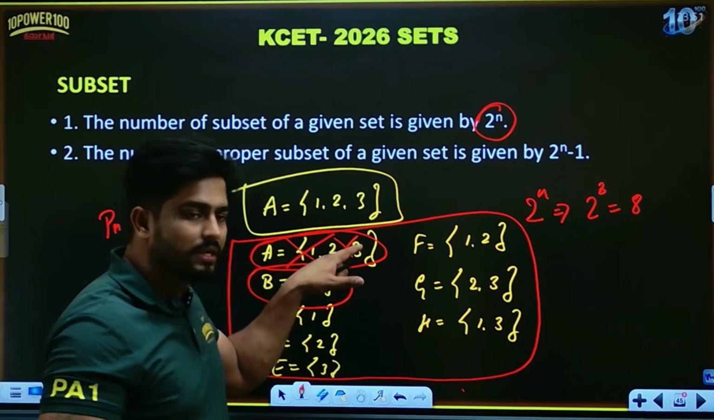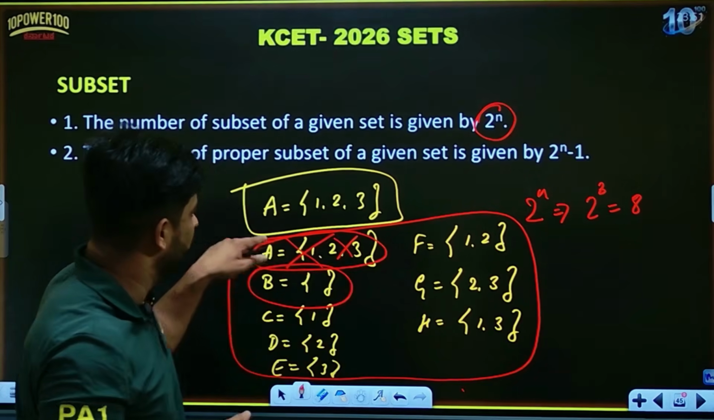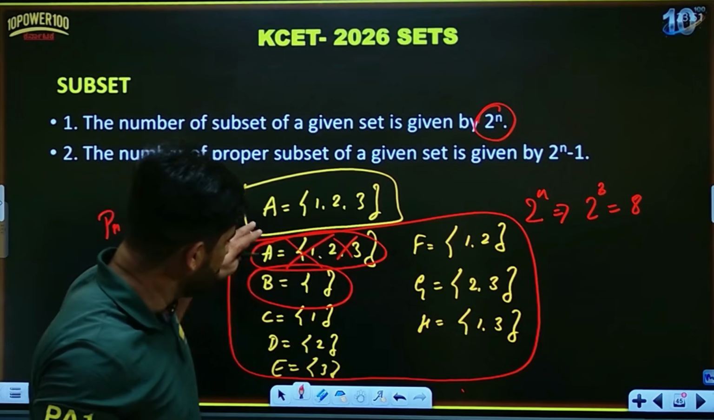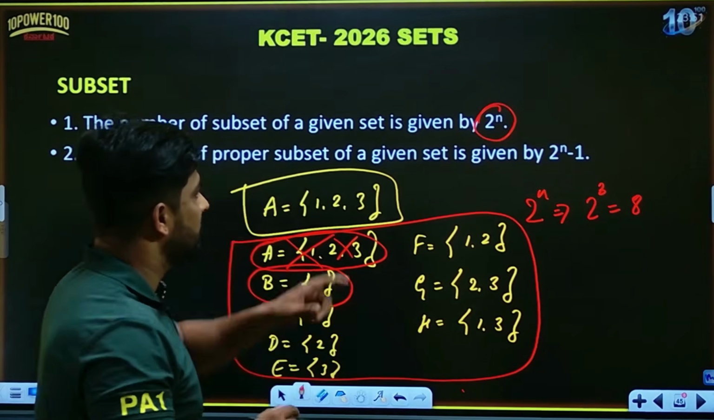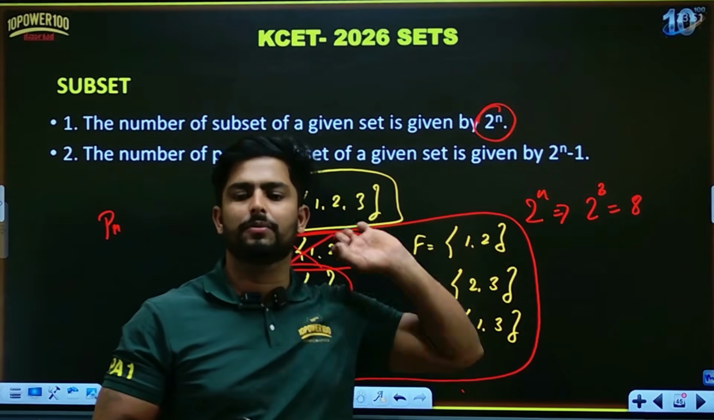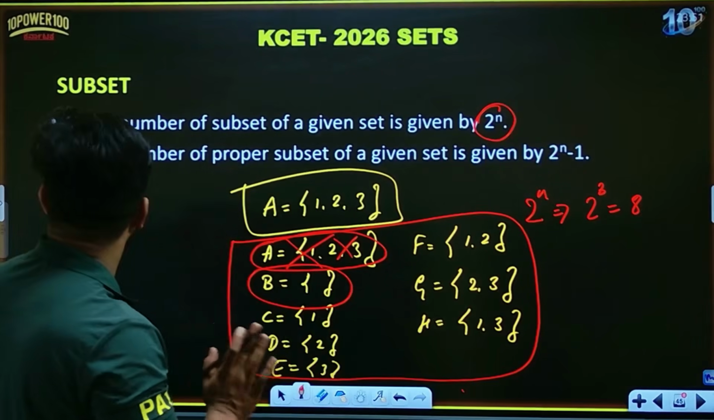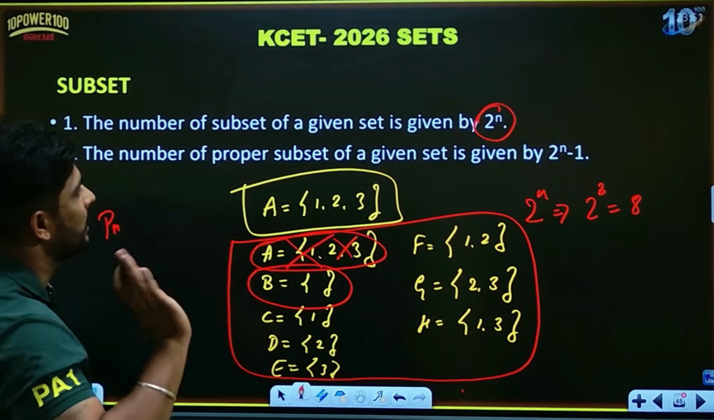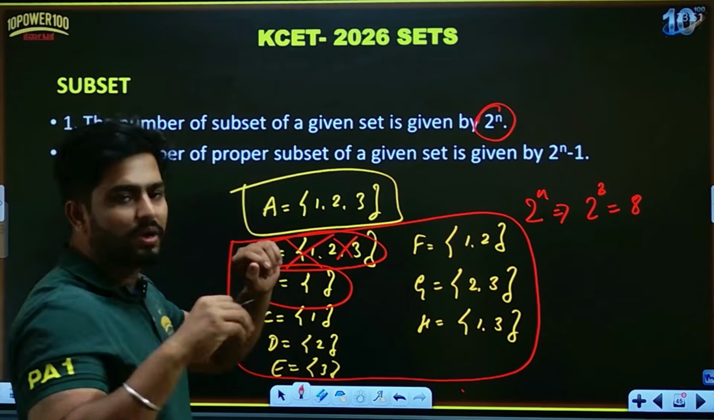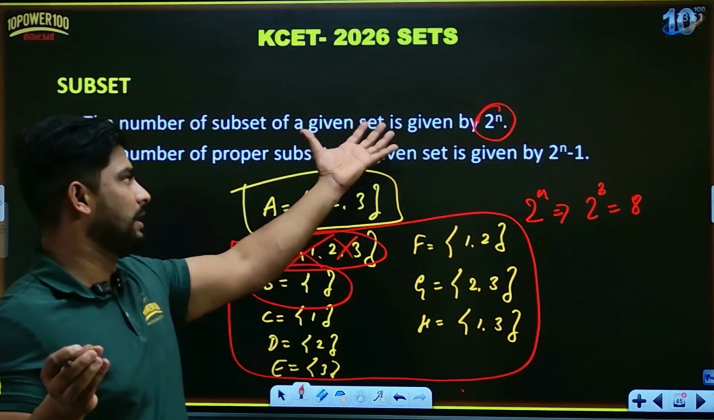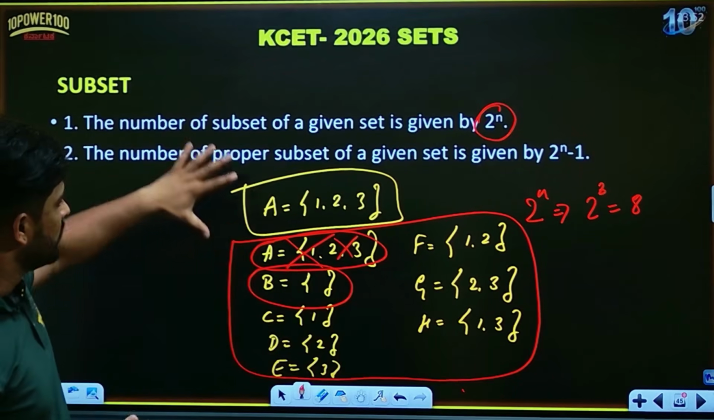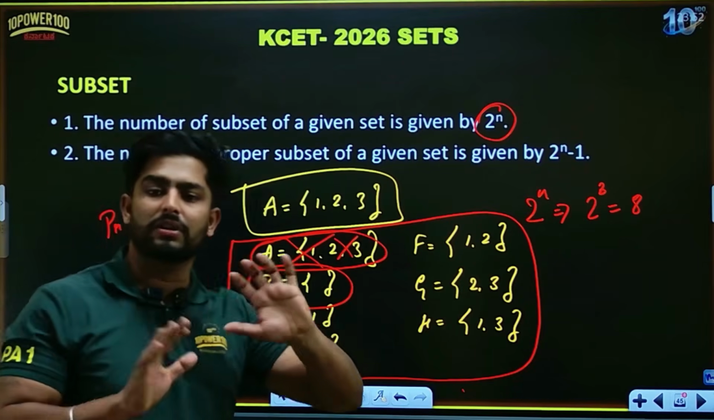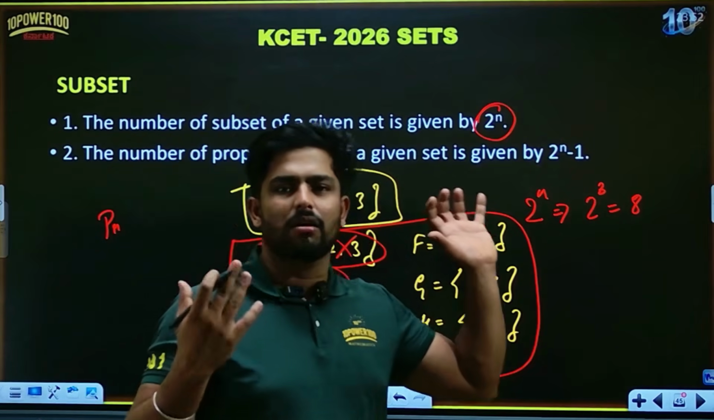Because every set is a subset of itself, removing that set, the remaining subsets are the proper subsets. That's why it is 2 to the power n minus 1. So this is about the subset. There is not much difference between them. We only have to remove one from the normal subsets to get the proper subsets. So this is about the subset. I hope this is clear. There is not much concept left in this either.